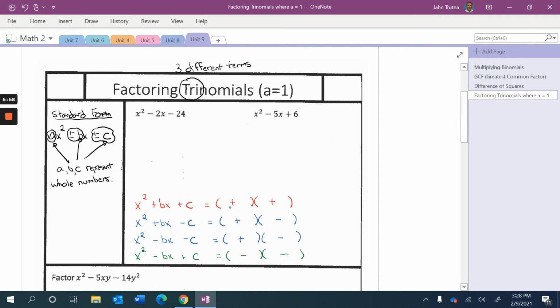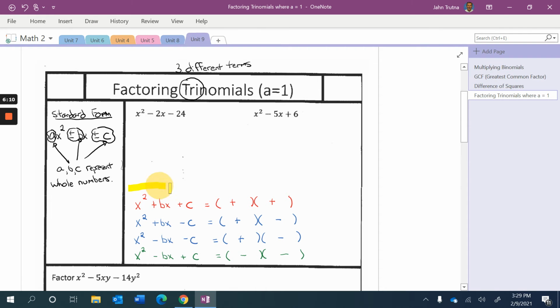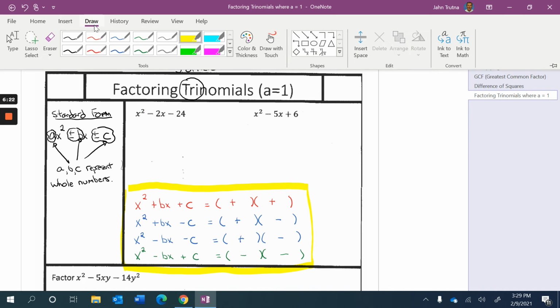Don't forget this stuff right here. It's a good thing to have committed. If it's not committed to memory, you should be pretty close to committing it to memory, because it's going to come in handy as we start factoring. Here's the process to factor a trinomial. Let's jump up here to x to the second power minus 2x minus 24. Here's the way we're going to do it.